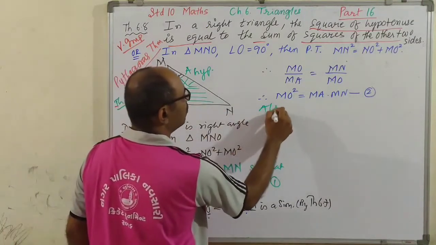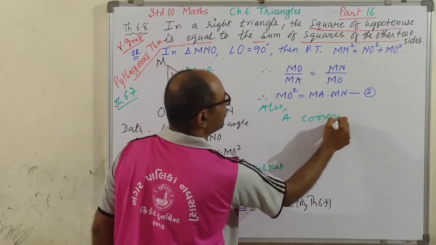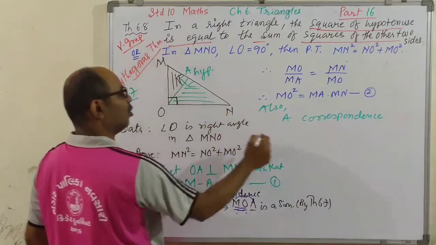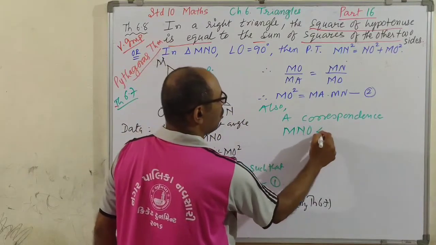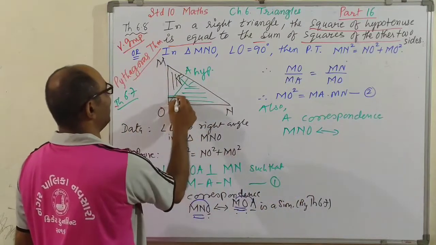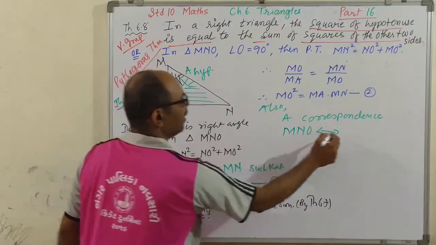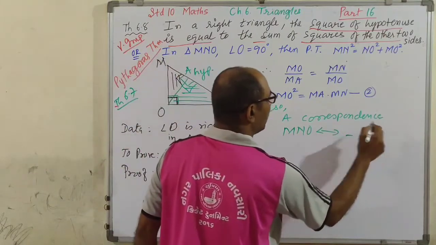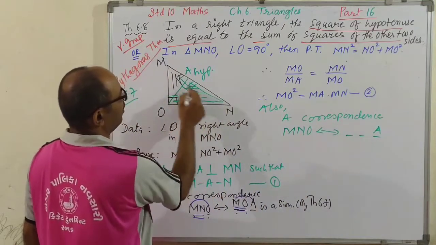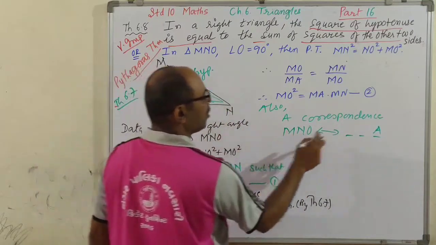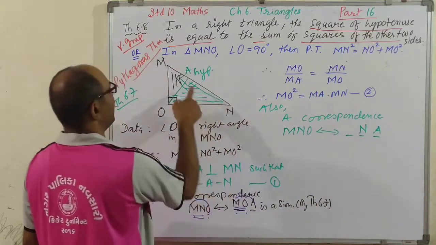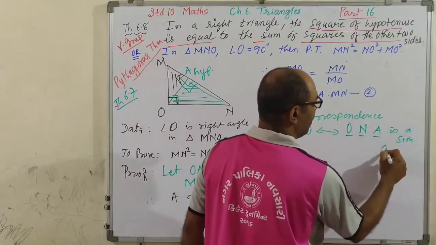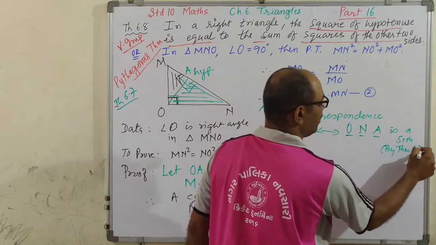Also, now you take this triangle. Also, a correspondence. Which one? MNO. MNO corresponds to... right angle in this is O, and right angle here is A. So O corresponds to A. The common angle N, so N corresponds to N. N and A came, O is left. It is similar by theorem 6.7.